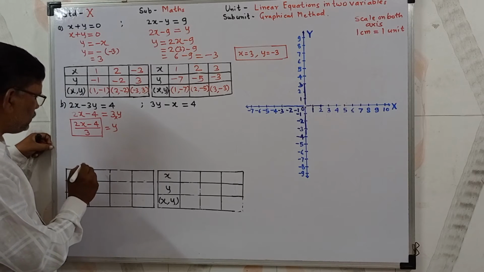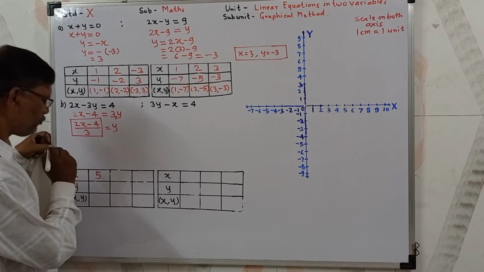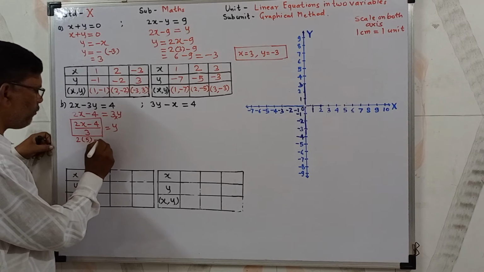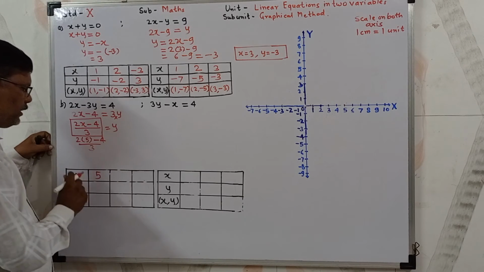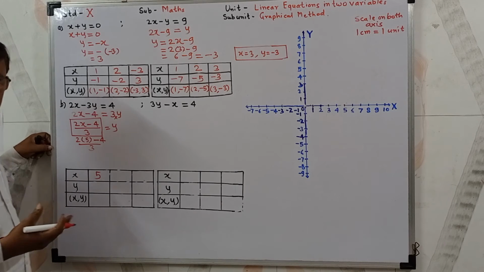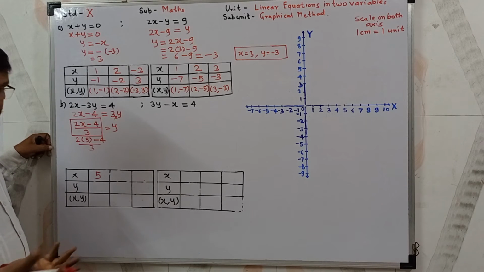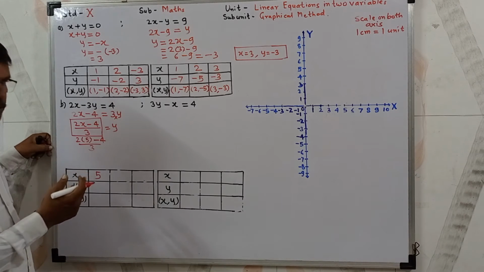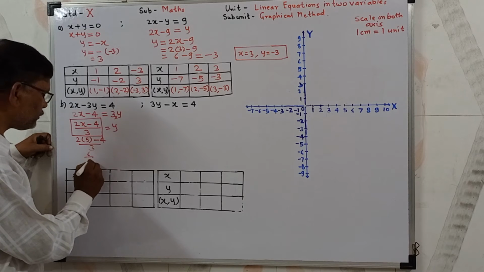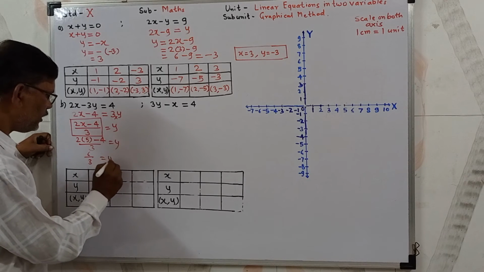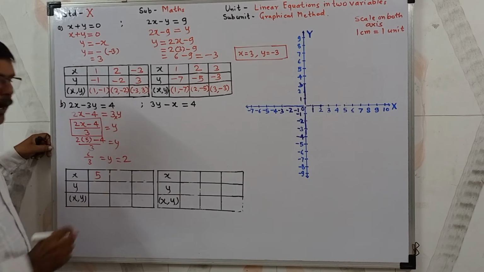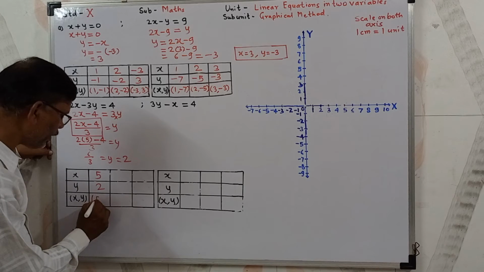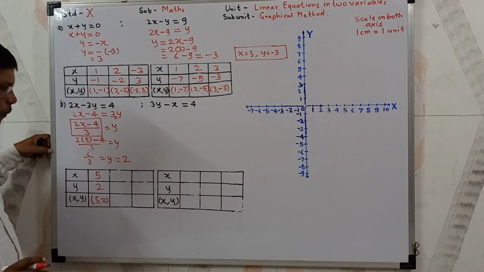So we put the value of x as 5. Then what will come? 2 into 5 minus 4 upon 3. Listen, 2 into 5, 10. 10 minus 4, 6. 6 upon 3. This is a multiple of 3. So 6 upon 3 is equal to 3 into 2, 6. y is equal to 2. The value of y is 2. So the point is (5, 2). Understood?